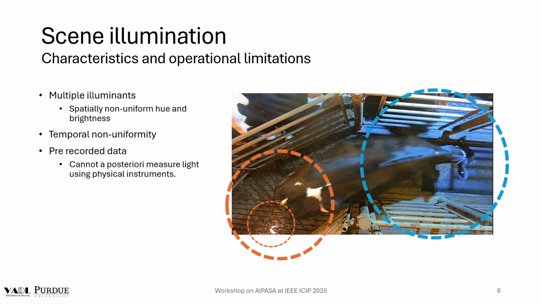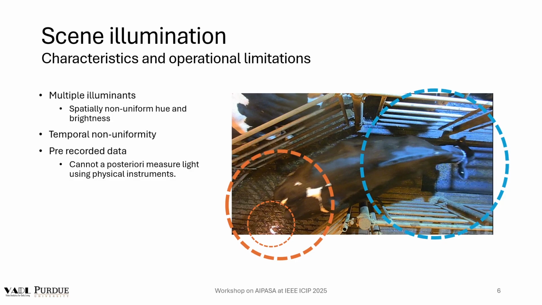Here, we list the characteristics of challenging scene illumination and the operational limitation. Firstly, the scene can be lit by multiple illuminants, leading to spatially non-uniform illumination both in hue and brightness. On the slide is an example image where the right side has a predominantly blue hue while the bottom left region has a reddish-orange hue. In the bottom left, you can also observe the specular reflection of the orange lamp directly above it.